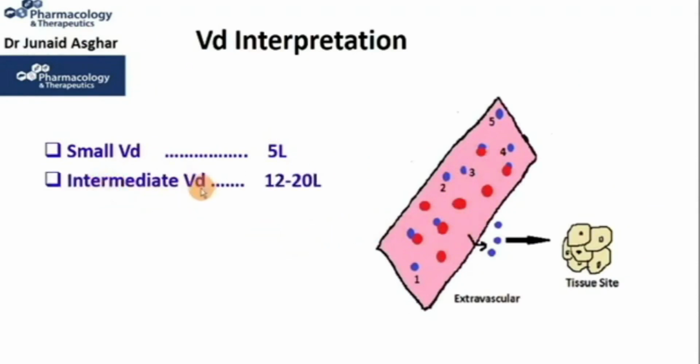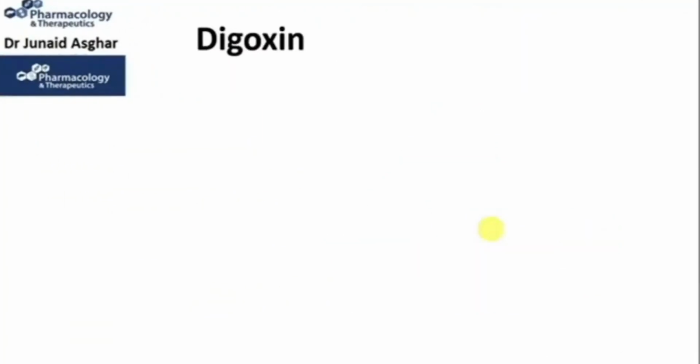Drugs with intermediate VD, from 12 to 20 liters, would distribute throughout vascular and extravascular compartments, whereas drugs with large VD, that is greater than 40 liters, would distribute throughout all body tissues including vascular, extravascular, and intracellular or tissue site or the tissue compartment.